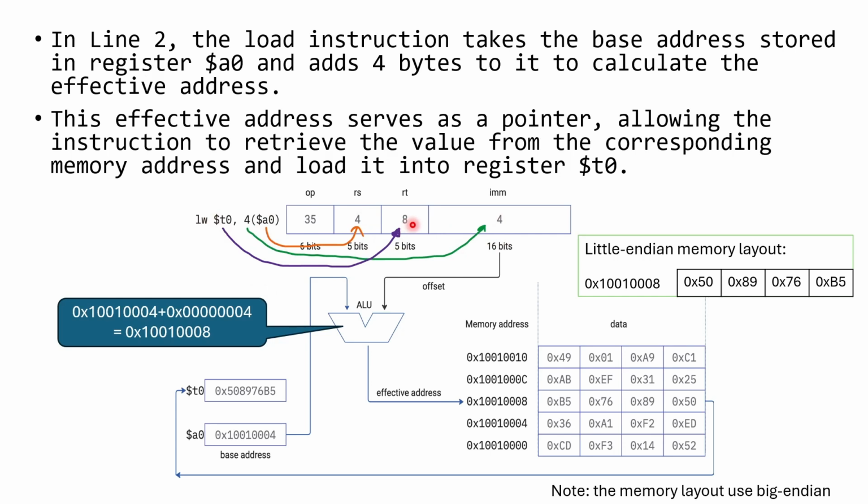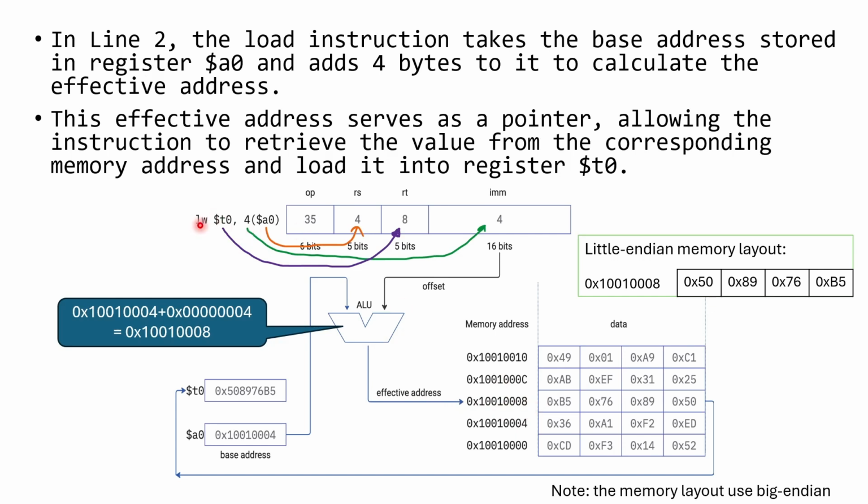Okay, now they want to calculate the target address, the effective address. So the content inside A0, because RS is A0. Now the content inside A0 is 1001 0004. Now they will load it into the ALU, and then take the immediate, which is 4. So 4 plus 004 is 008. So the effective address is 008 here.